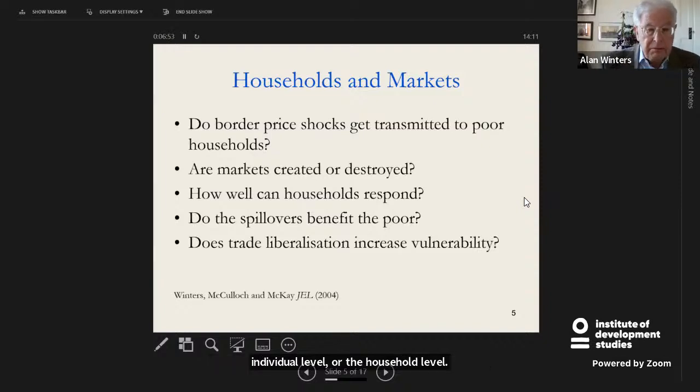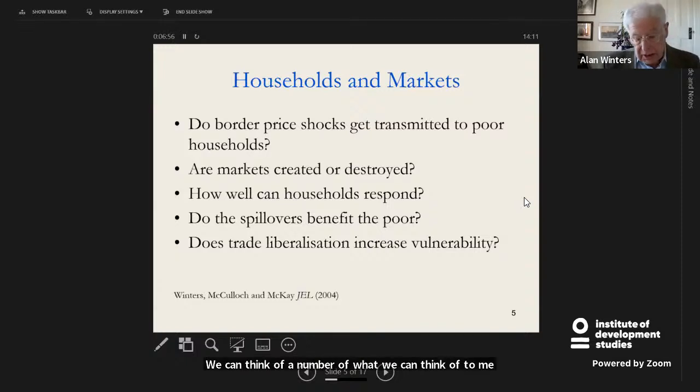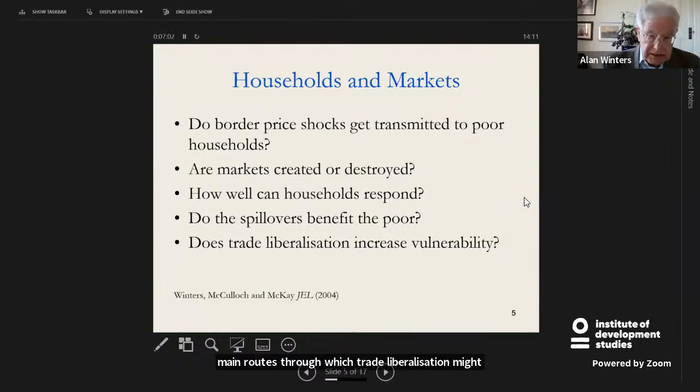We can think of two main routes through which trade liberalization might affect poverty. One is the effect that it has on prices and markets in the economy. And the sort of questions we need to ask is, do border price shocks, you think about a trade liberalization, reducing tariffs or relaxing quotas, typically more goods will come onto the market, more people are able to buy more goods, but the question is, does it translate into lower prices for poor households? Are markets created or destroyed? Are you, by opening up trade, destroying a market, or are you creating a market? And we have examples of both.